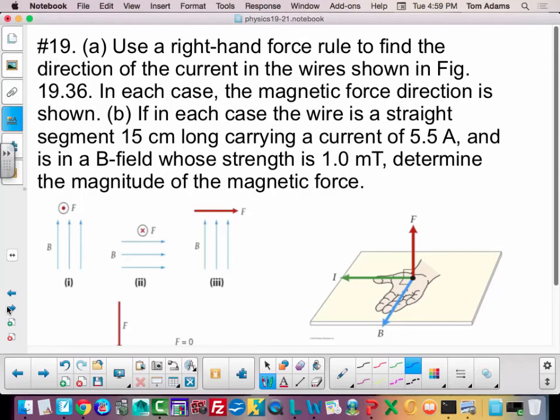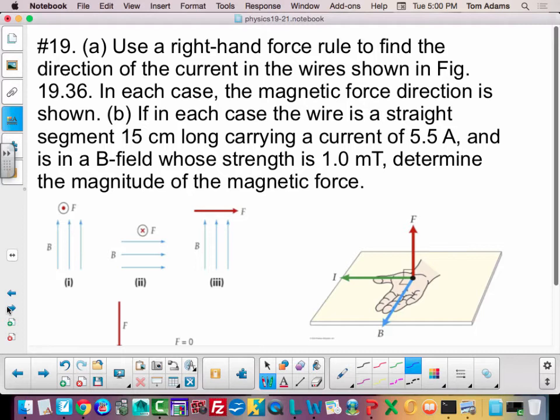For problem number 19, it says use the right-hand rule, force rule, to find the direction of the current in the wire shown in figure 19.36. In each case, the magnetic force direction is shown. Part B is a separate question, so let's do part A first.